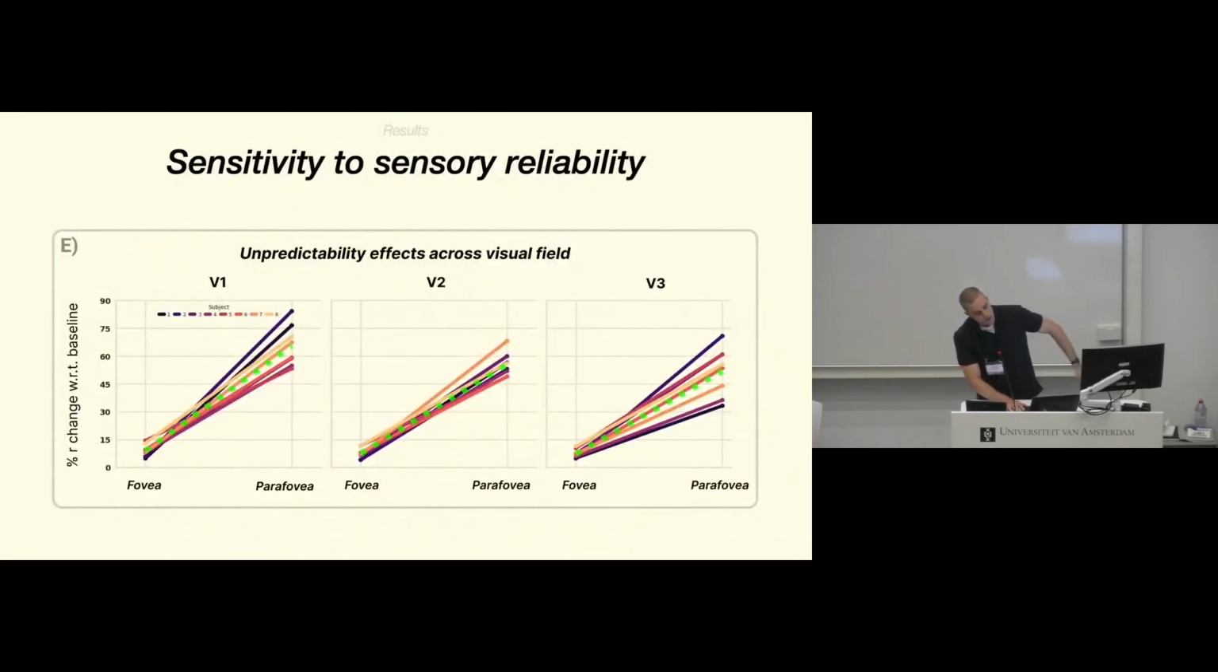Finally, we were interested in testing for a hallmark of prediction, which is the sensitivity to sensory reliability. So we asked whether prediction effects are enhanced in regions where sensory reliability is lower. We looked at the parafovea, where receptive fields are larger and more sparse. And what we found there is that the spatial predictability effects were indeed much stronger than in the fovea. This aligns with Bayesian principles of predictive perceptual inference.